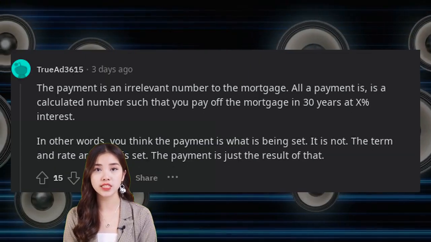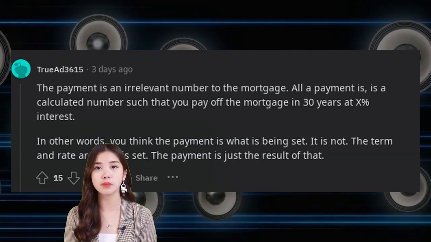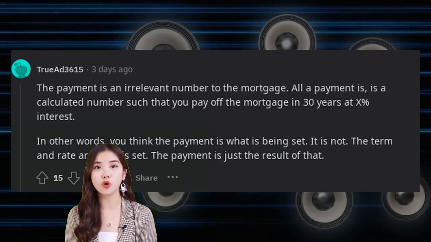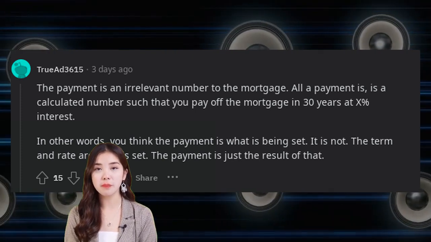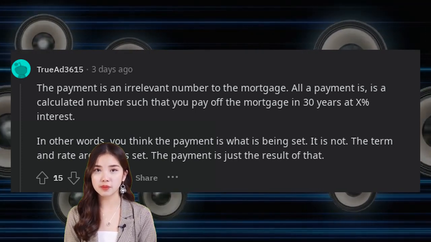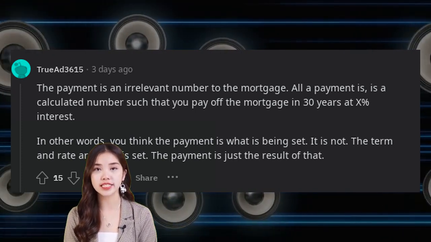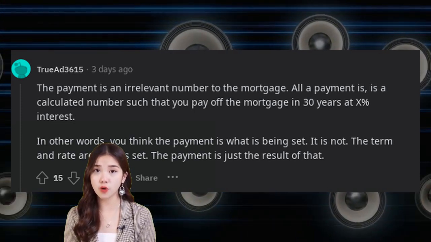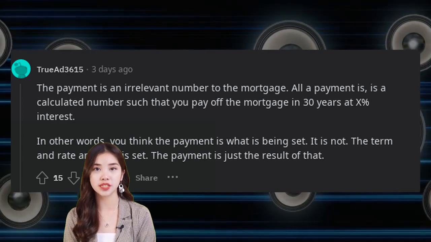The payment is an irrelevant number to the mortgage. A payment is just a calculated number such that you pay off the mortgage in 30 years at X interest. In other words, you think the payment is what is being set. It is not. The term and rate are what is set. The payment is just the result of that.